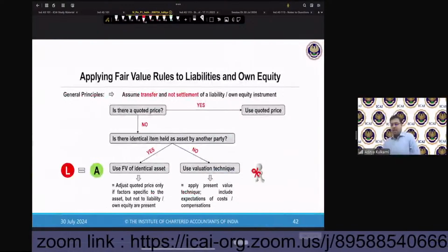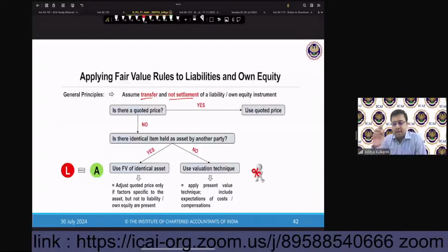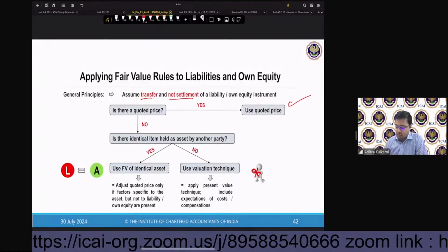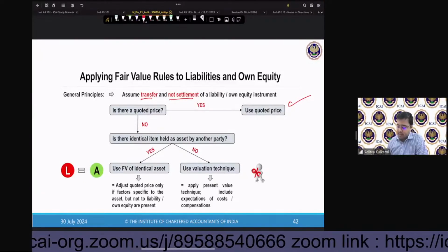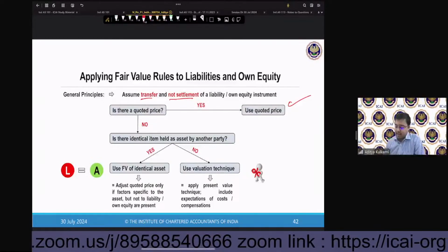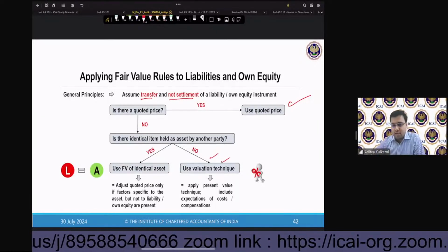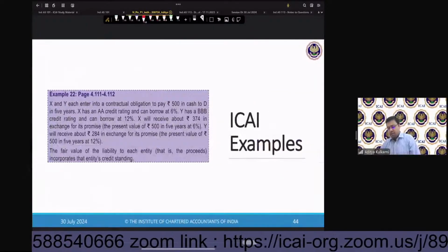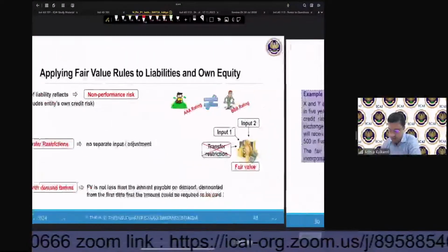When we talk about fair value rules for liabilities and own equity, we assume transfer and not settlement of a liability or own equity instrument. If there is a quoted price, use the quoted price. If no quoted price, is there an identical item held as an asset by another party? If the answer is yes, use that. If the answer is no, then we are going to use a valuation technique. Now let us understand this with the help of an example.